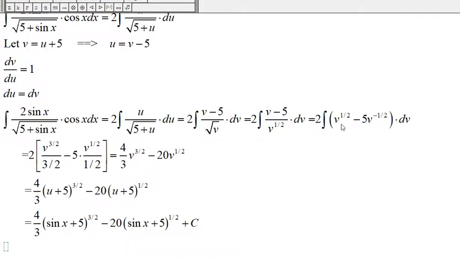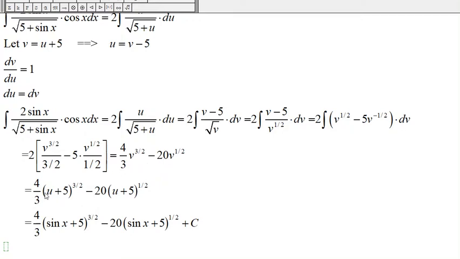Now take the antiderivative. For v to the 1/2, add 1 to the exponent: 1/2 plus 1 is 3/2, and then divide by 3/2. Negative 1/2 plus 1 is 1/2, and then divide by 1/2. Dividing by 3/2 is the same as multiplying by 2/3, and then multiplying by 2, so we have 4/3. 5 divided by 1/2 is 10, and then times 2, so it's 20.